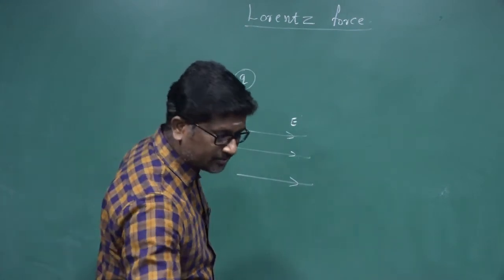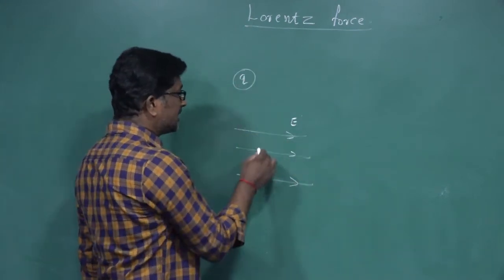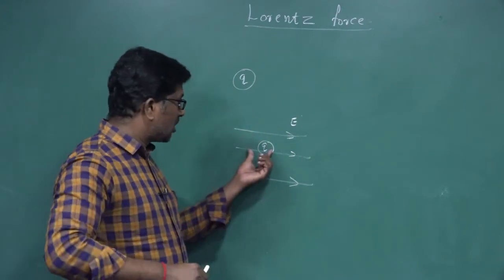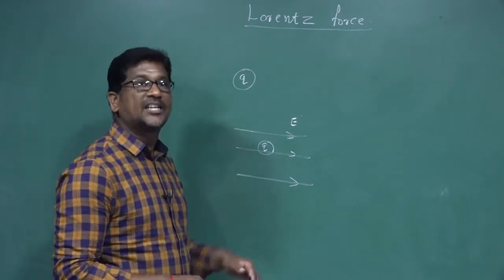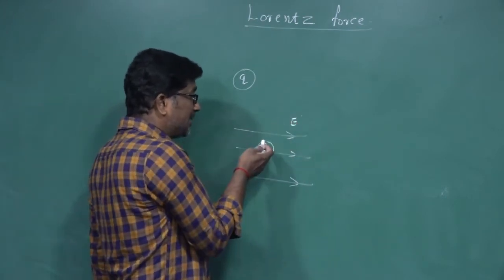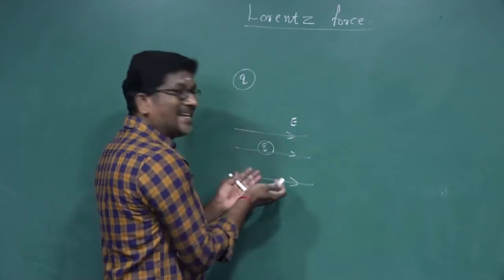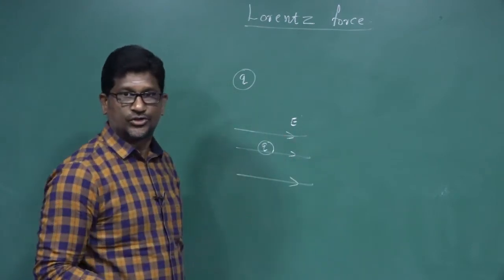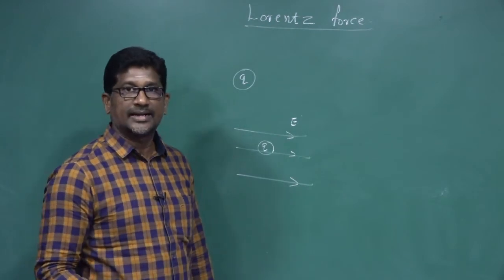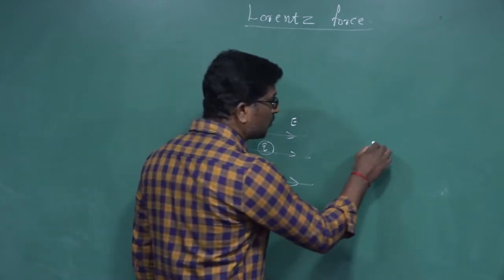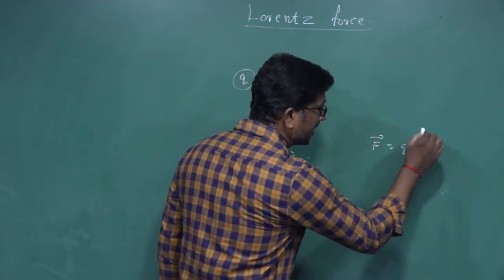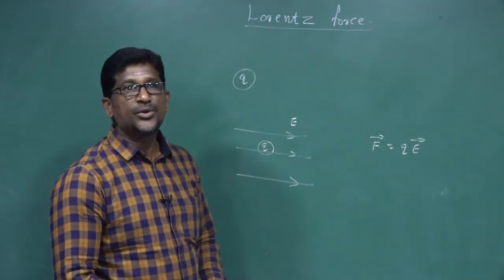Uniform electric field, right? Now the charge is placed inside the electric field. The charge is kept stationary in the electric field, right? So here, even if the electric charge is stationary in the electric field, it experiences a force. That force is called electric force, and electric force is given by F vector is equal to Q into E vector.